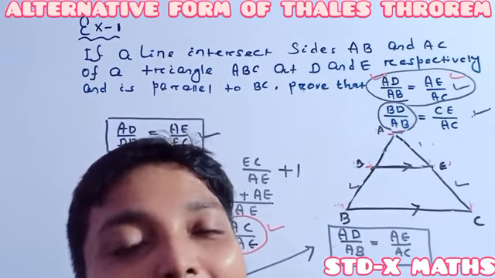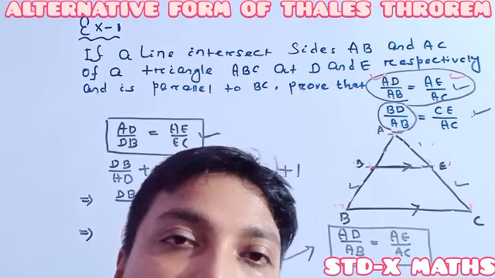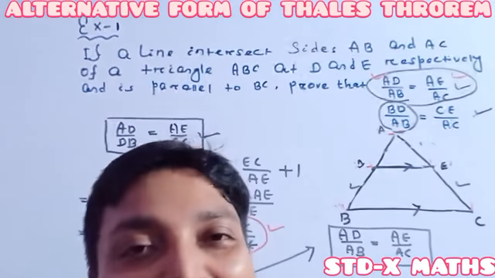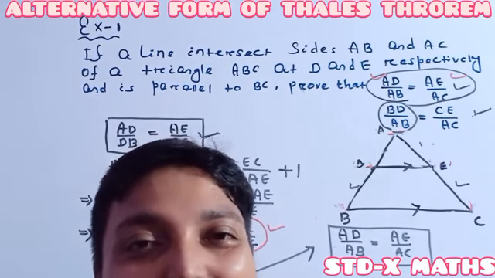Understood or not? From this one question is compulsory, 100%. Either the Thales theorem directly will come, or the alternative form of the Thales theorem will come. Do the best preparation and perform well. Okay, thank you.